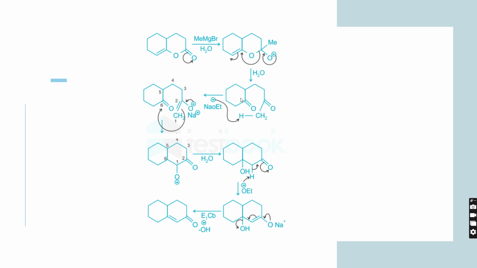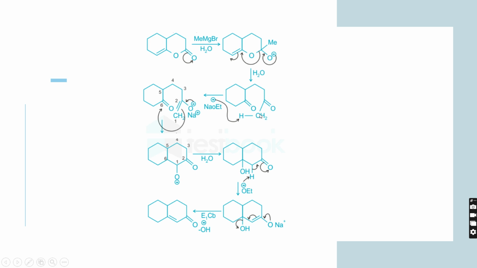Again, the reaction will not stop at this stage. It will follow the mechanism of Robinson annulation. You have to abstract the acidic proton again, and as we have already discussed, for this intermediate product you have two possibilities of abstraction of proton.